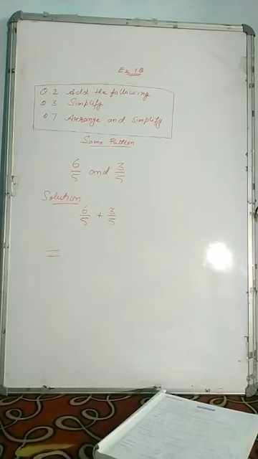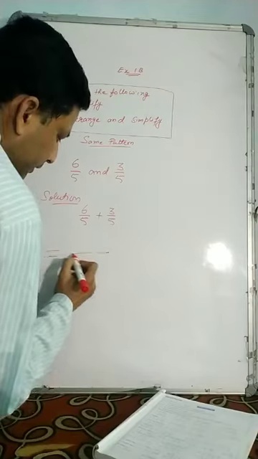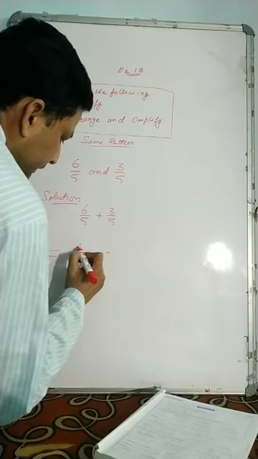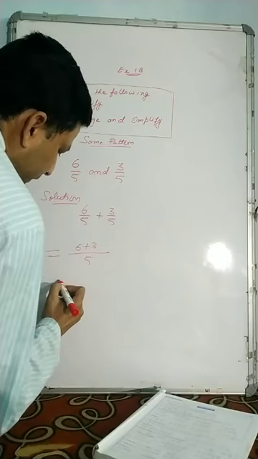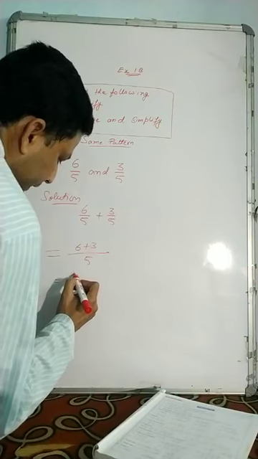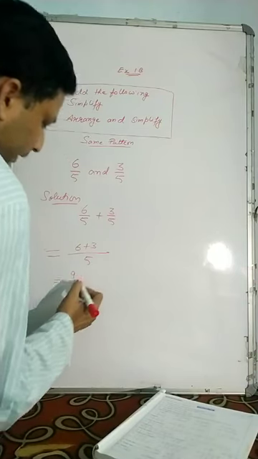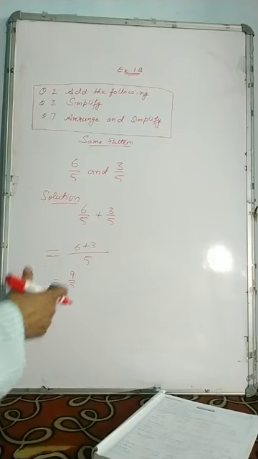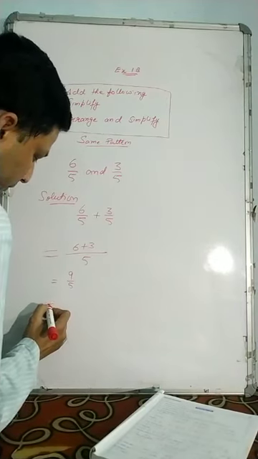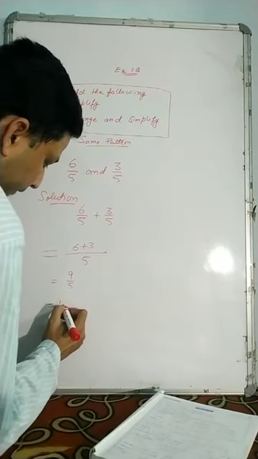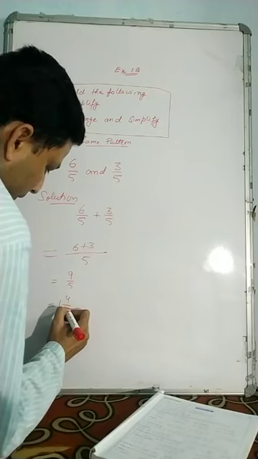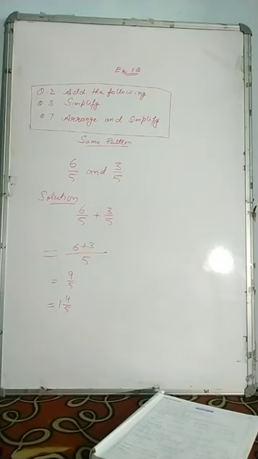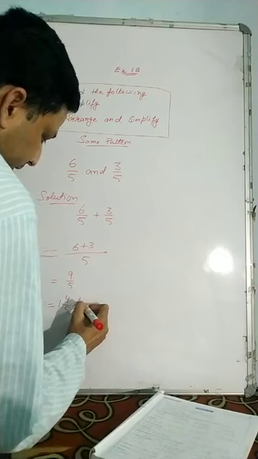So we will write 5 as a common denominator, 5, then 6 plus 3. Here we will get, after adding, 9 upon 5. Now you can see this is an improper fraction where numerator is greater than denominator. So we will convert it into mixed fraction, that is 1 whole 4 upon 5. That is the answer.